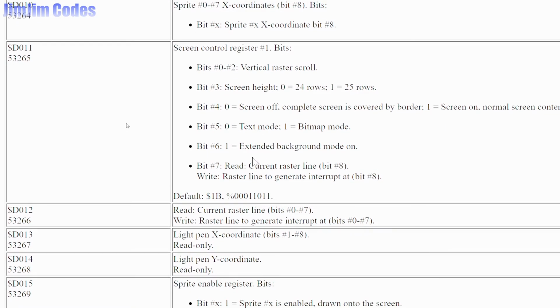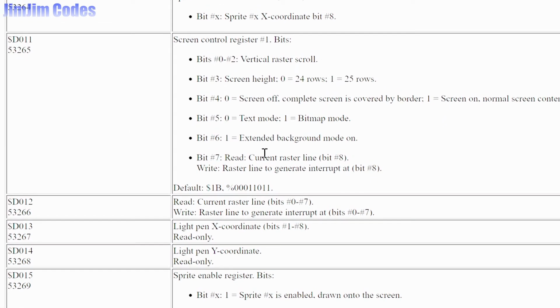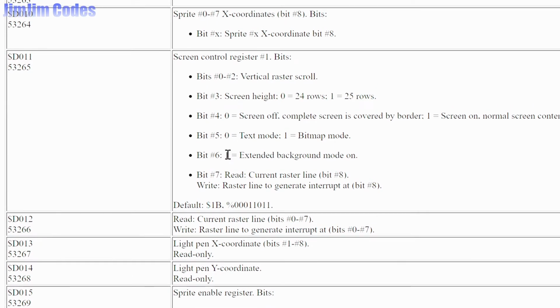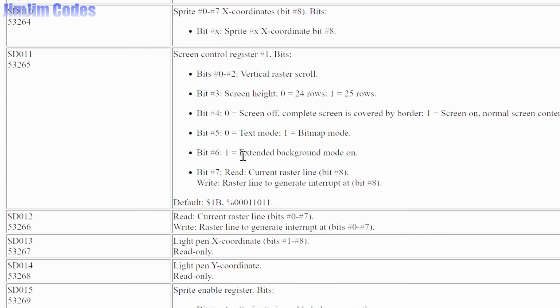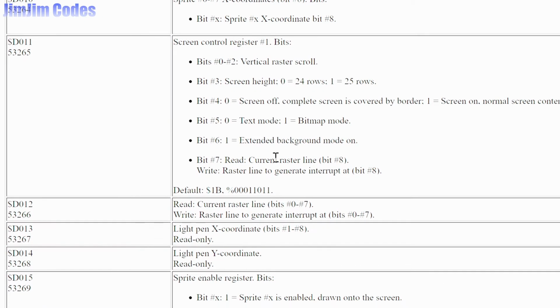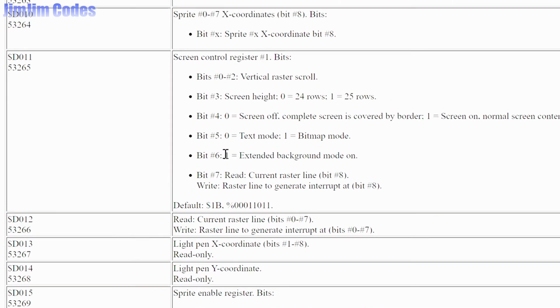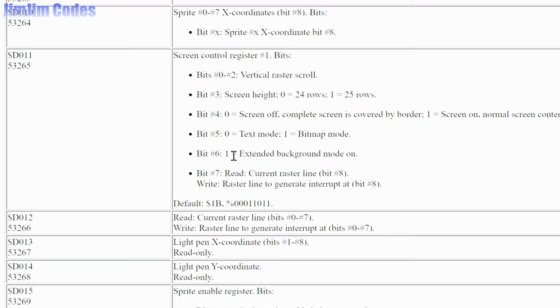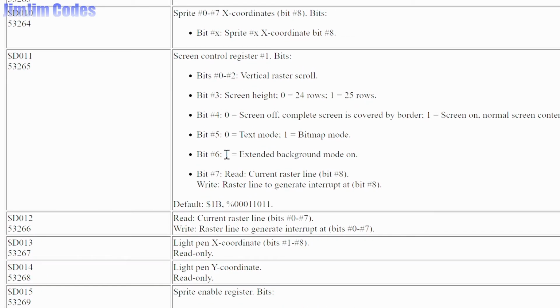It's also the same as where the raster line is as well. But this bit here particularly is what we want to look at. That's the raster most significant bit there. Okay, so let's set this in our code.